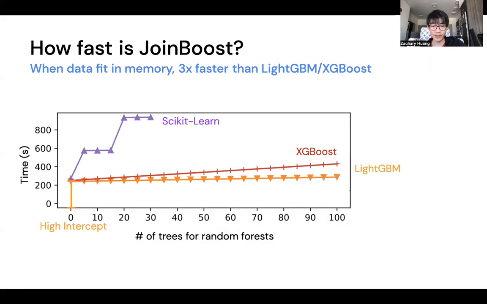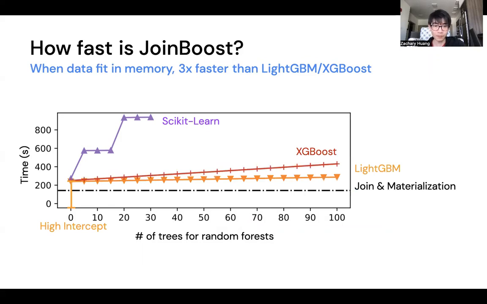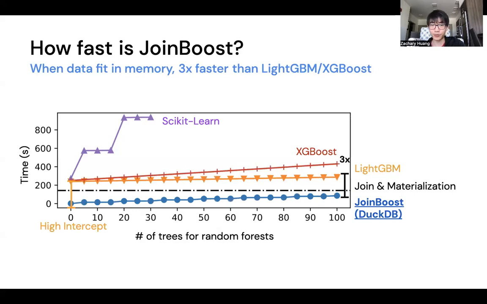They are faster, but they start with a high intercept on the y-axis. The high intercept is due to the costly process of join and materialization, which we illustrate here with the black dotted line. Finally, we get to DroneBoost. It's 3 times faster than specialized machine learning systems, even when running on DuckDB, a general purpose database system. This is because DroneBoost avoids the materialization overhead, and it even finishes training before the join materialization finishes.